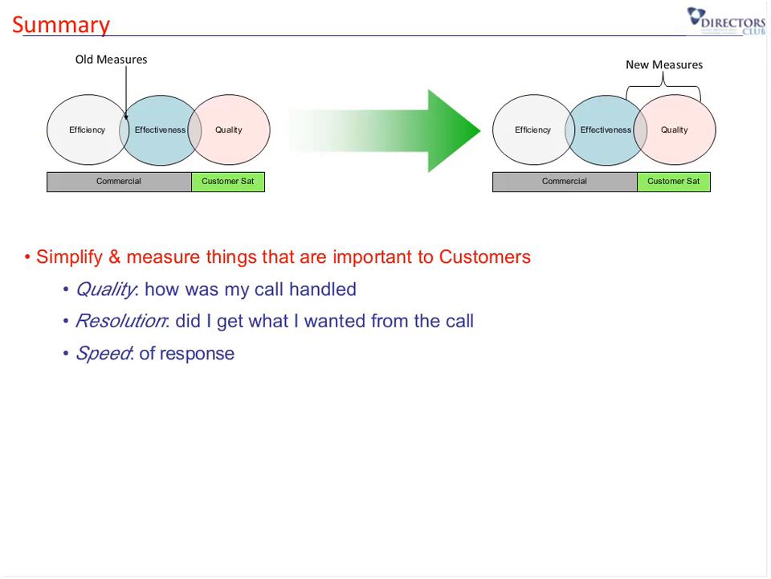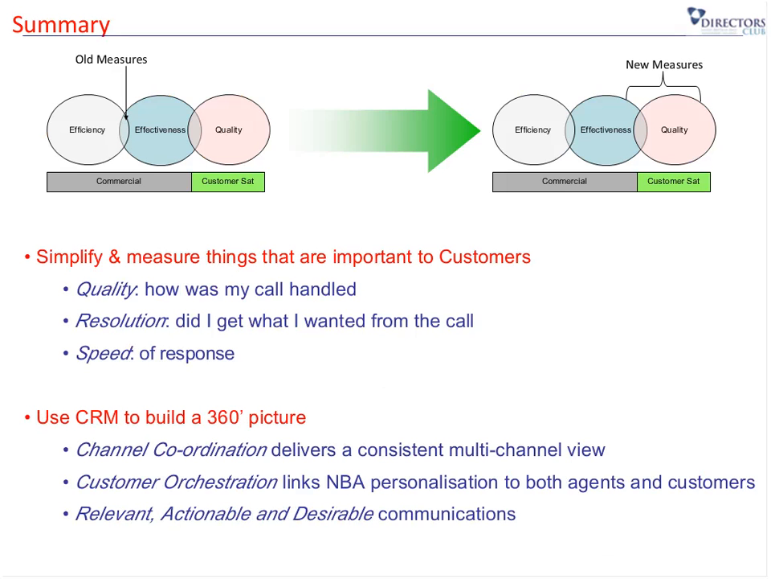Secondly, we're using CRM to build an increasingly holistic view of customer interactions across all the channel touchpoints. So channel coordination lets us deliver a common experience, whether you're using a PC or a mobile device. Customer orchestration works from a common CRM database and personalization rule set to maximize the exposure of our campaign propositions. And then finally, deep and effective CRM analytics provides us with a foundation to develop communications that are not spam, but which customers find relevant, actionable, and desirable.